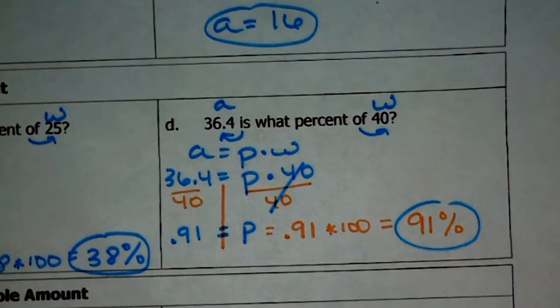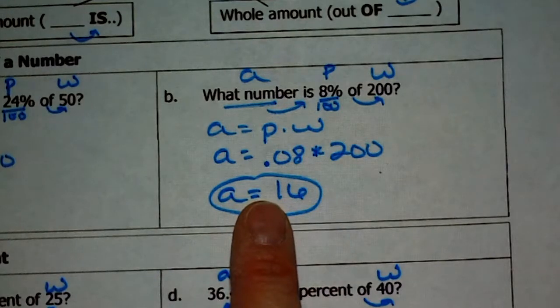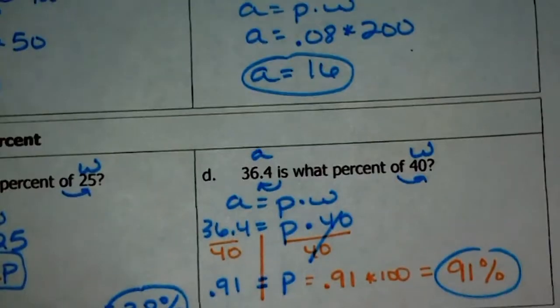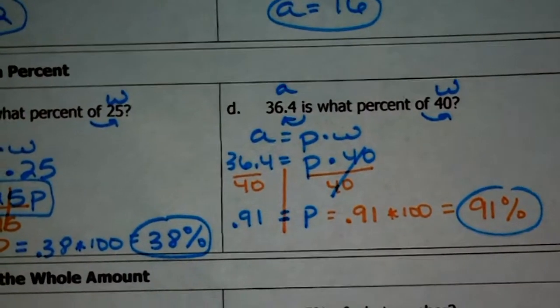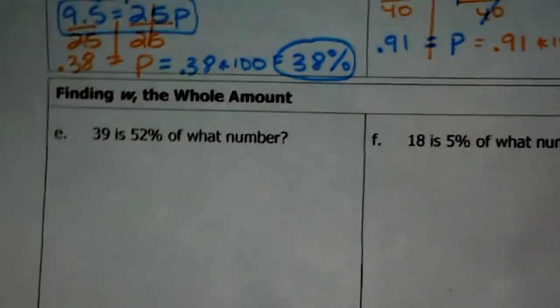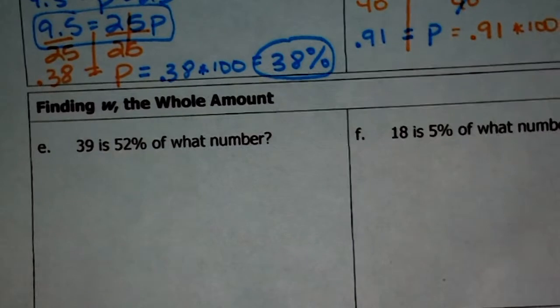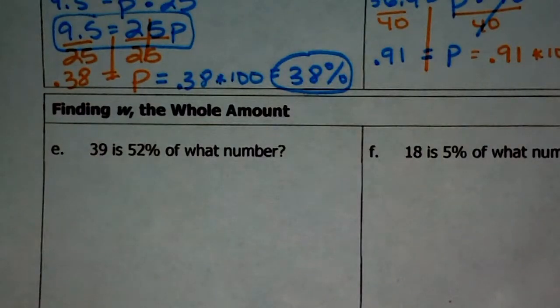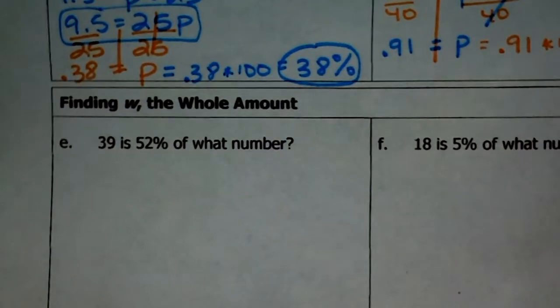All right, so we solved for A. That was the easiest one, I think, right? A's already isolated. We've solved for the percent. That's a little bit trickier because you have to remember to multiply by 100 at the end. The last thing we have to solve for, yes, this is just a little one-pager, is the W, finding the whole amount. So in this, it says 39 is 52% of what number?